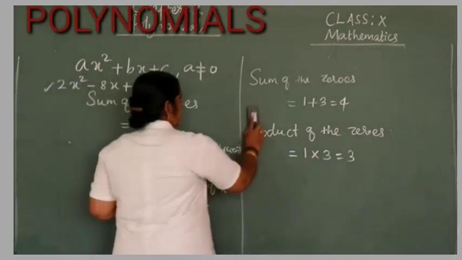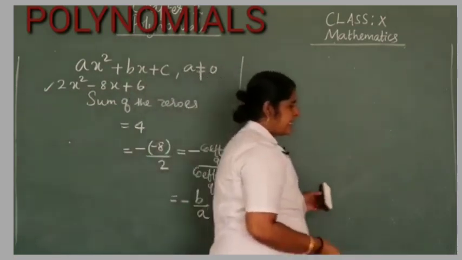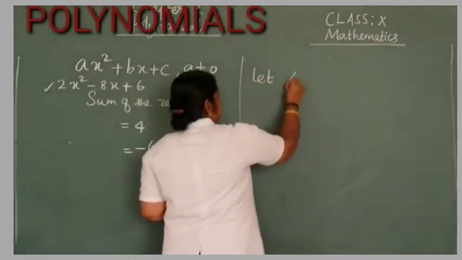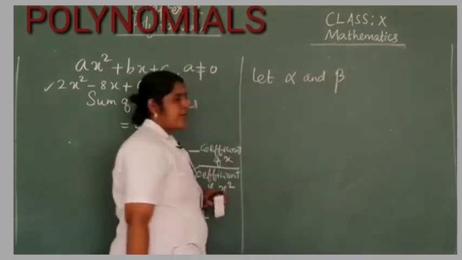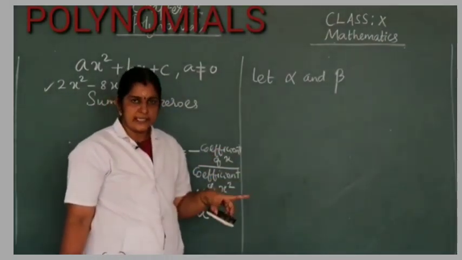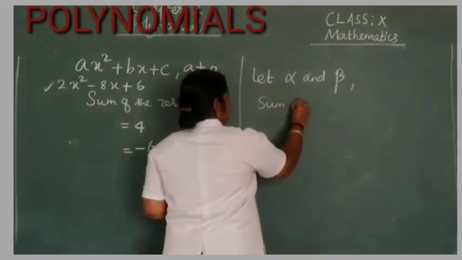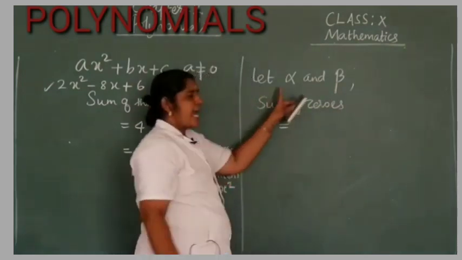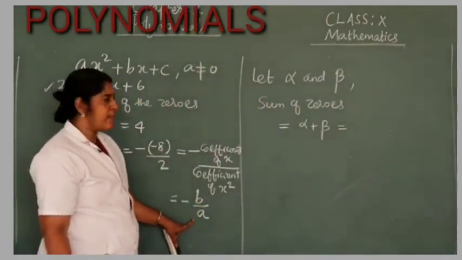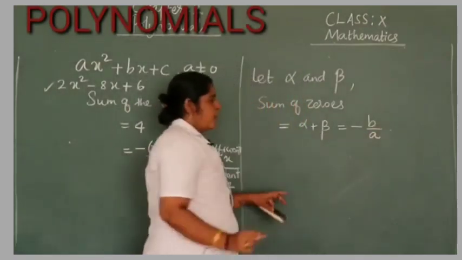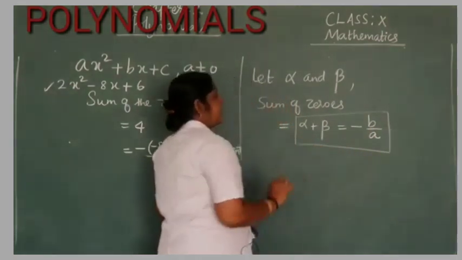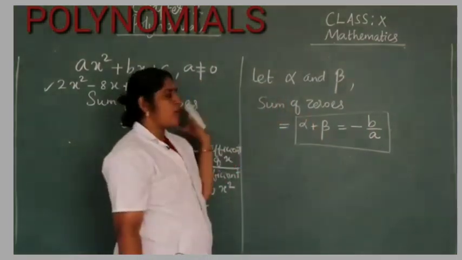Now you know that in a quadratic polynomial we have discussed there are two zeros, so in general, let the two zeros I am considering be one as alpha and another as beta. Now can you say what is the sum of zeros? Sum of zeros is equal to alpha plus beta, and that will always be equal to minus b by a, where b is the coefficient of x and a is the coefficient of x square. So this is the first relation between the zeros and the coefficients of a quadratic polynomial.